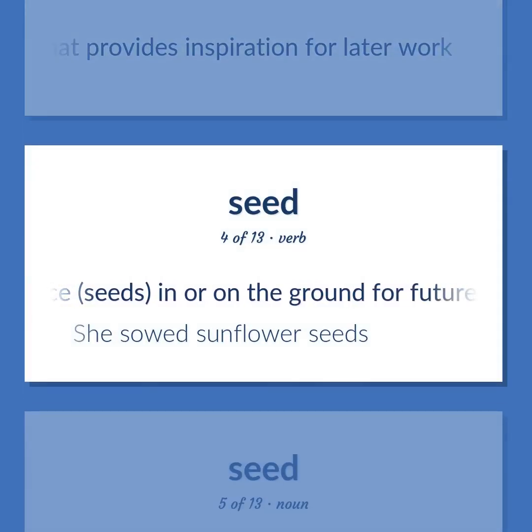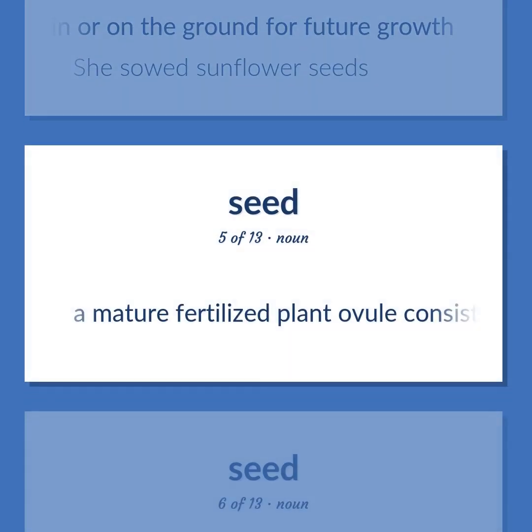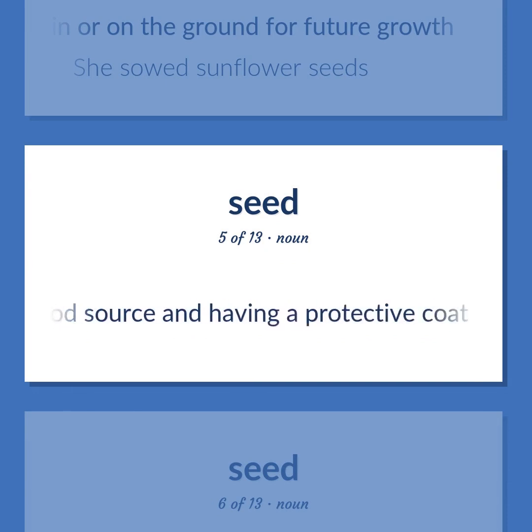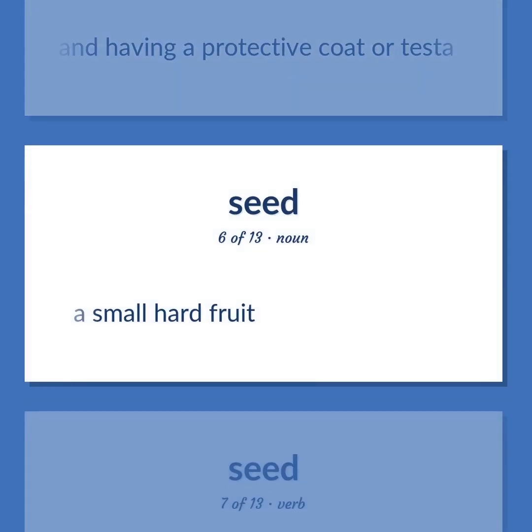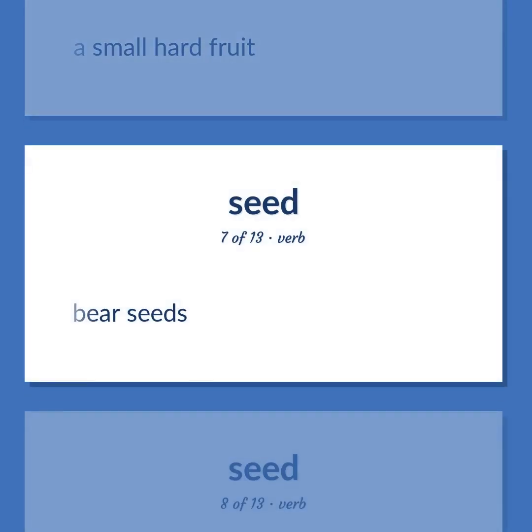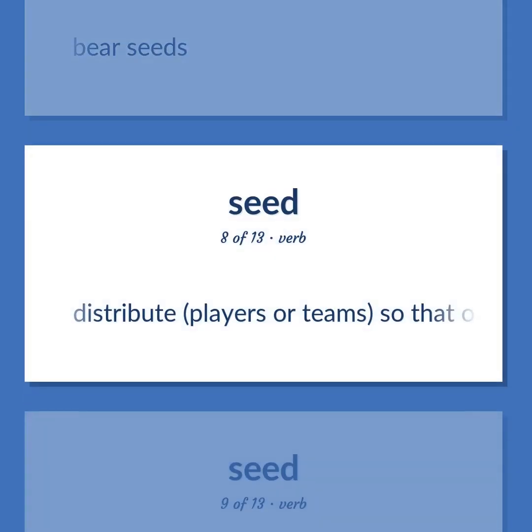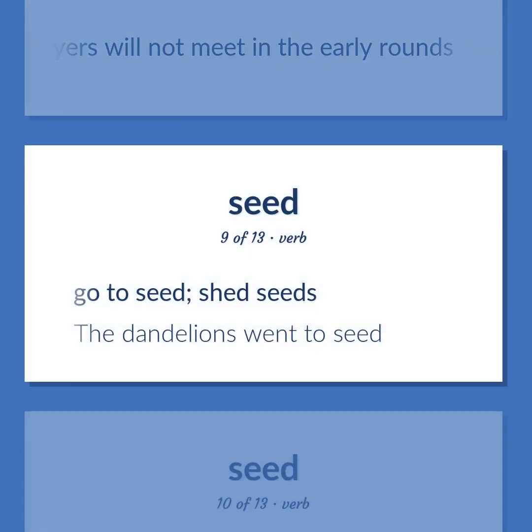Place seeds in or on the ground for future growth. She sowed sunflower seeds. A mature fertilized plant ovule consisting of an embryo and its food source and having a protective coat or testa. A small hard fruit. Bear seeds. Distribute players or teams so that outstanding teams or players will not meet in the early rounds. Go to seed, shed seeds. The dandelions went to seed.